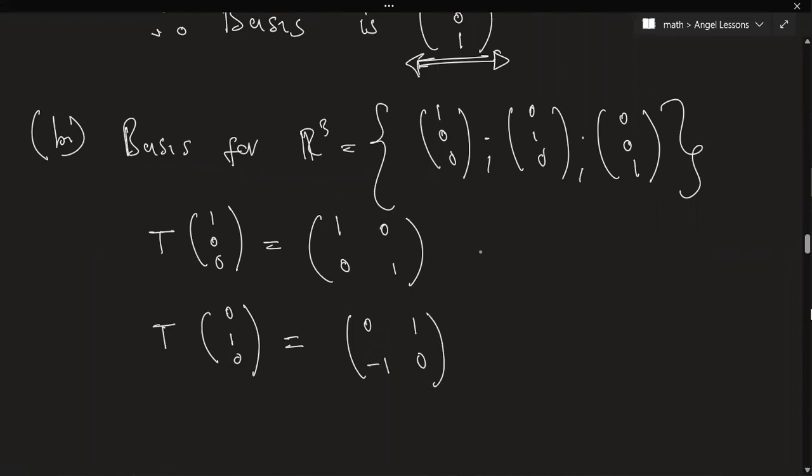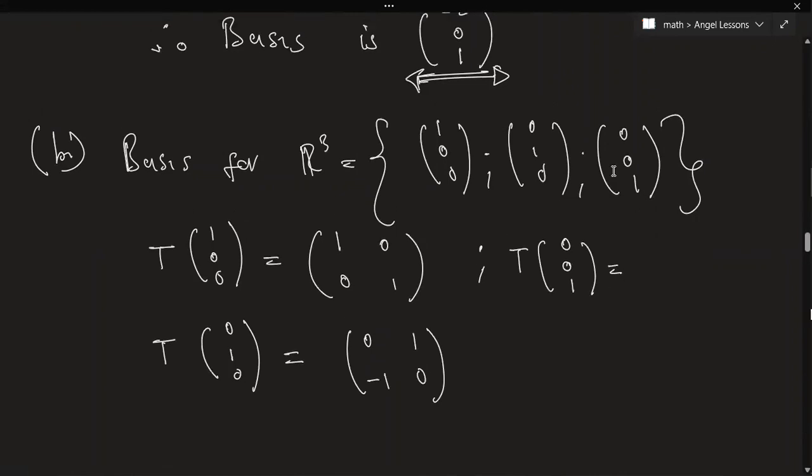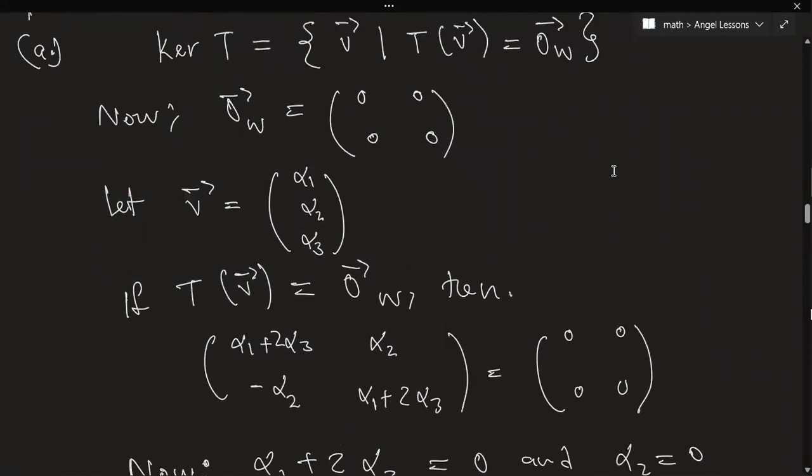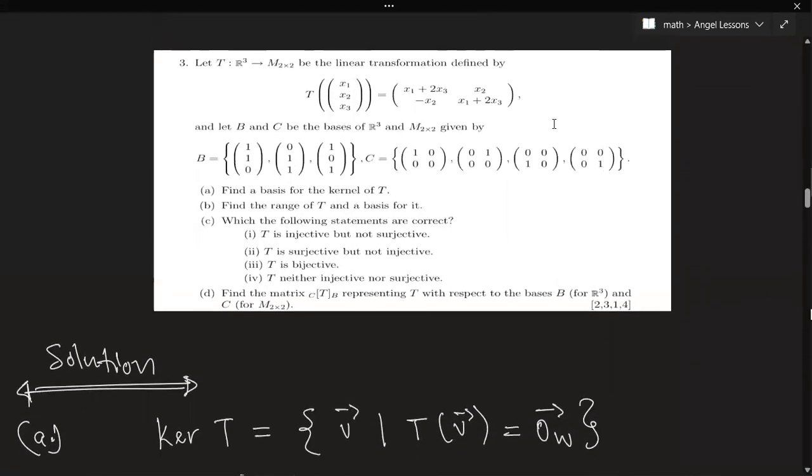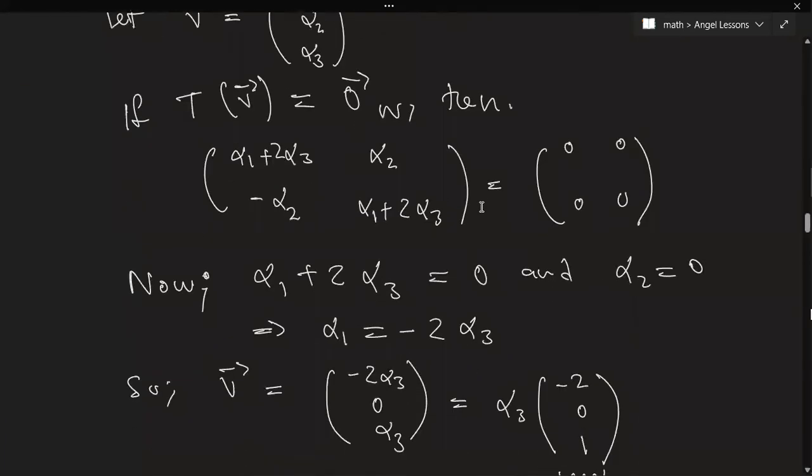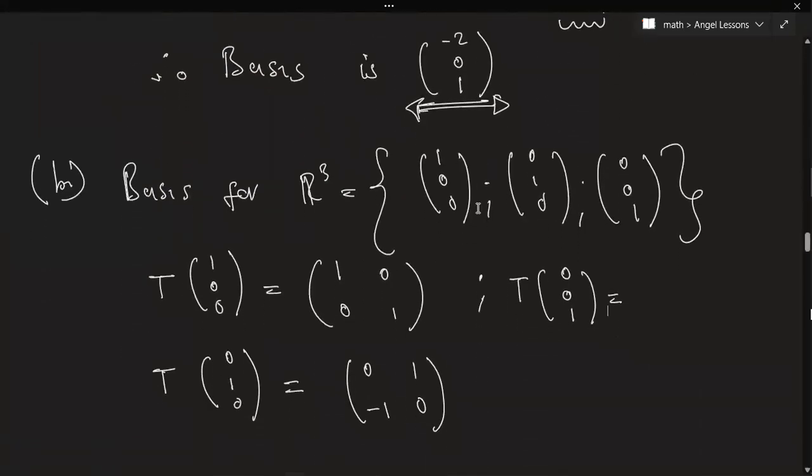Then also we find T of 0, 0, 1. What is that? x1 and x2 are both 0, but x3 will be 1. So we have 2, 2 this side. So we'll have 2 here, 0, 0, 2 there.